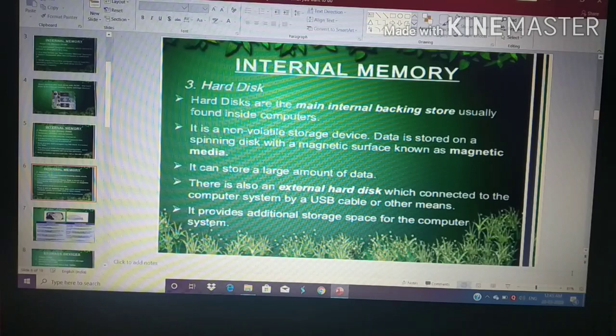Now another kind of internal memory is the hard disk. Hard disks are also fixed inside your computer system. I don't have to explain in detail what a hard disk is, since I have just discussed it: its main purpose is backup. It is also non-volatile storage, which means that whenever your computer switches off, your data remains as it is, not erased and not disappearing. Data is stored on a spinning disk with a magnetic surface, known as magnetic media.